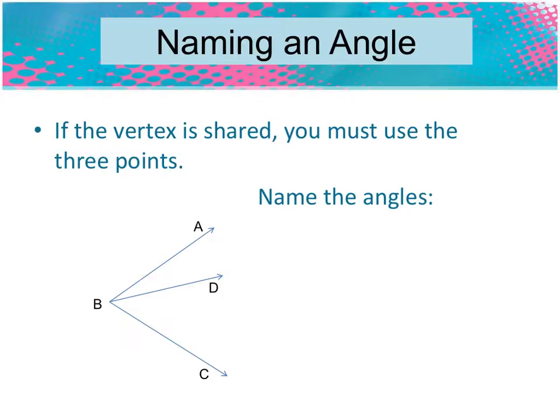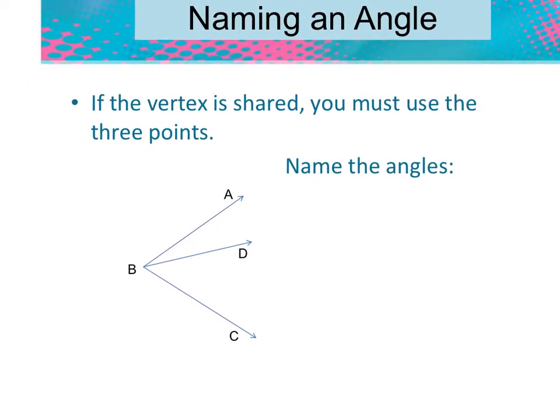All right, let's try the next. Same thing that we just talked about. Notice my vertex point here is B, and it's being shared. So when I have a situation like this, I cannot name any of the angles here with just one letter. I need to name all of the angles that I can find in this picture with 3 letters. There are actually 3 different angles going on here. So I have 3 angles in this picture, and I'm going to show you what they are.